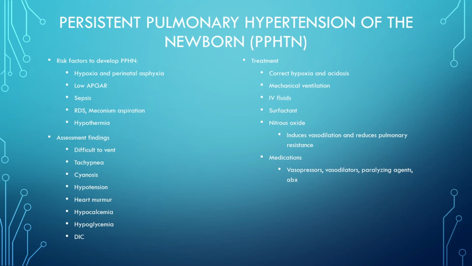So what we want to do for these babies is correct that hypoxia and acidosis. We're going to try to mechanically ventilate them, give them IV fluids, give them surfactant to get their lungs better. Nitrous oxide, that will reduce the pulmonary resistance. And then we can also give other medications like vasopressors, vasodilators, some paralyzing agents, especially if we have to put them on a vent, and then some antibiotics.